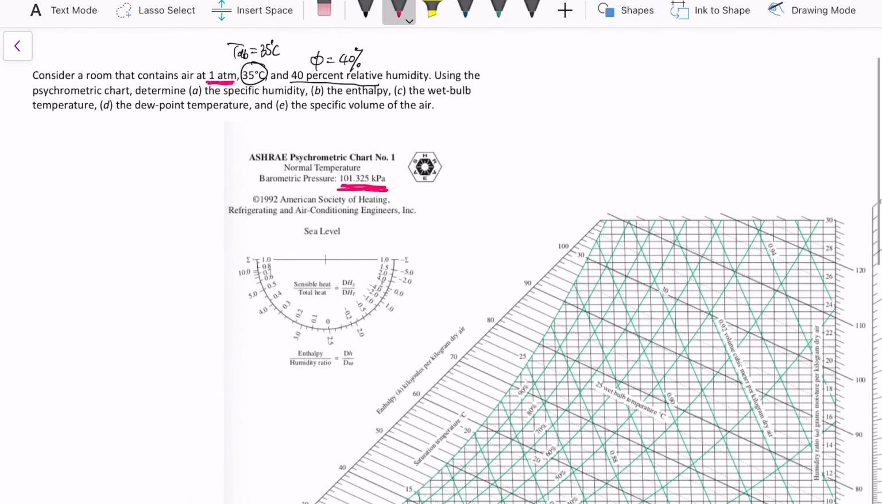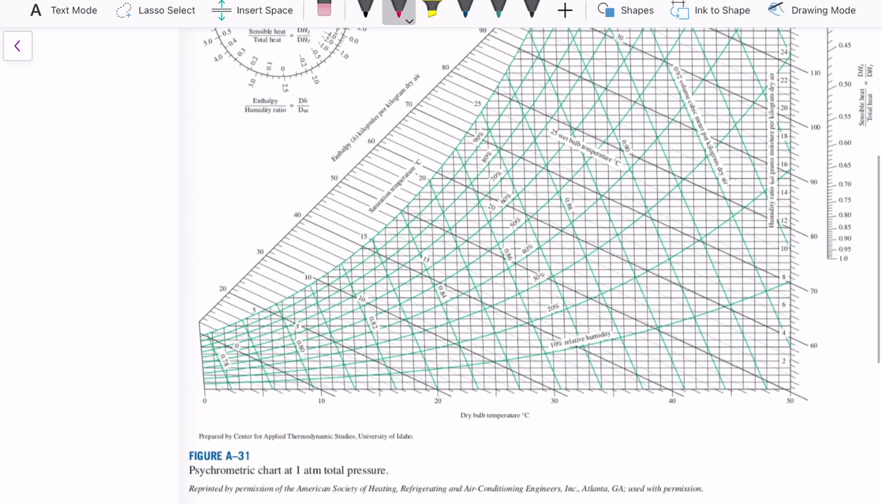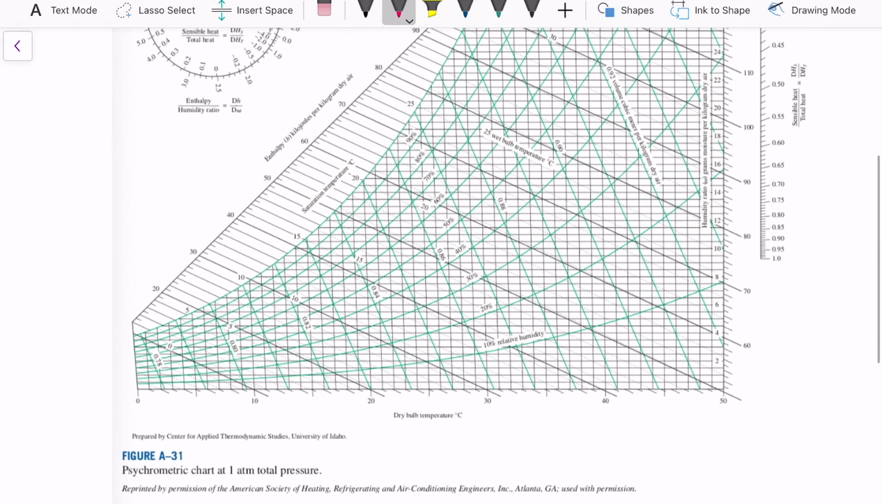So let's take a look. We have dry bulb 35. Dry bulb temperature is on the x-axis, so between 30 and 35, this is 35. And we have relative humidity 40, so let's cross these two lines.